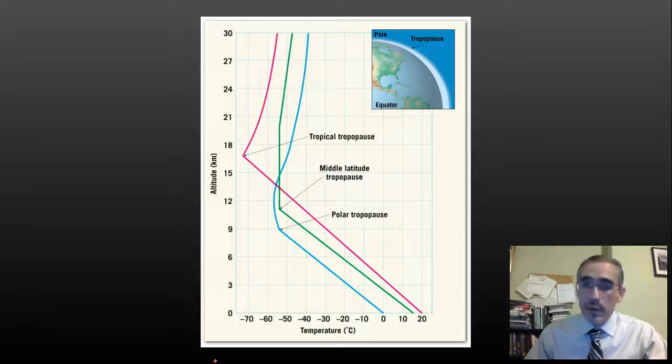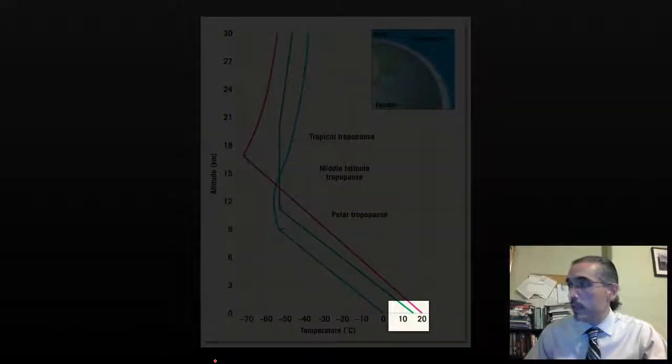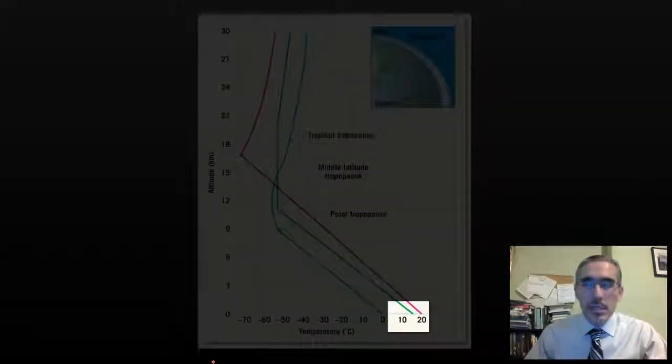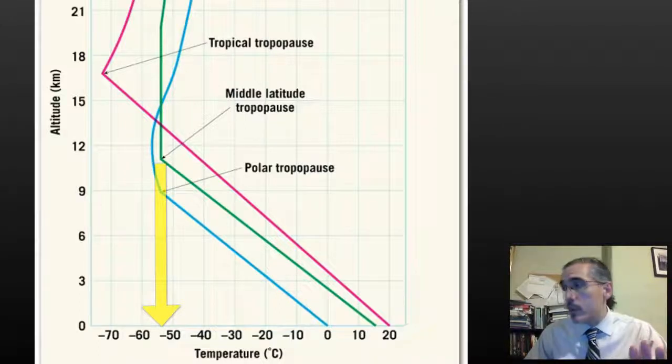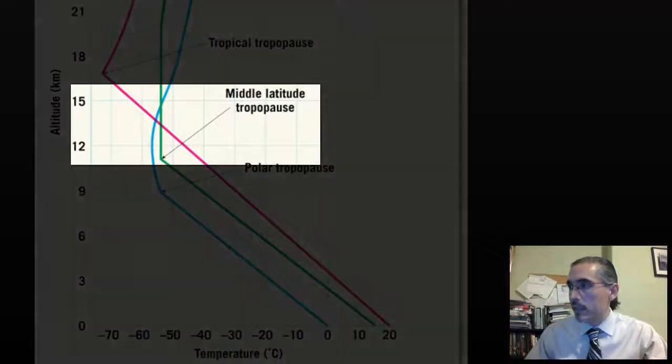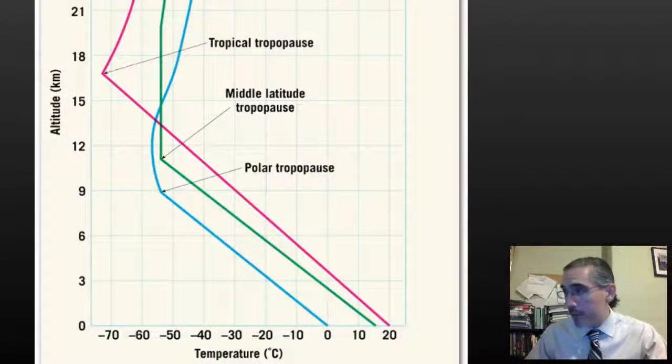Starting at the surface of the Earth with the green line in the middle latitudes, the temperature is about 16 degrees Celsius. Following the green line up, we see that temperature decreases with altitude. At about 11 kilometers of altitude, the temperature is about minus 52 degrees Celsius. It's pretty cold, and that's the lowest temperature it will reach before it begins to rise again. So this low temperature point represents the middle latitude tropopause, essentially the ceiling of the troposphere and the boundary before you start to enter the stratosphere.